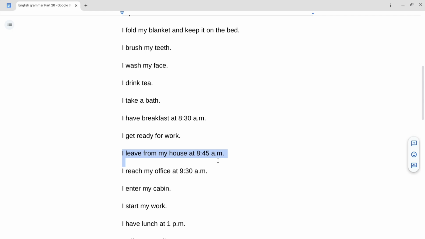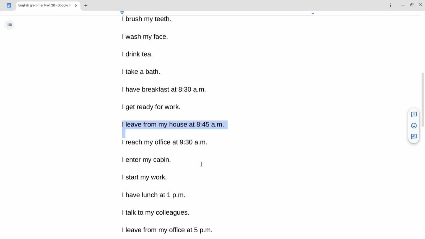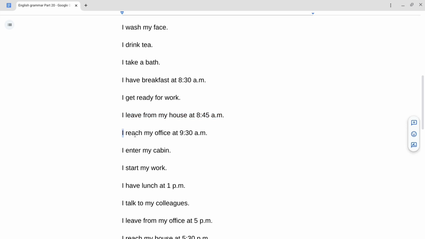You have to leave your house first of all, then you go to office. So, moving from one place to another. Got it? So I leave from my house at 8:45 a.m. L-E-A-V-E, that is a present form.